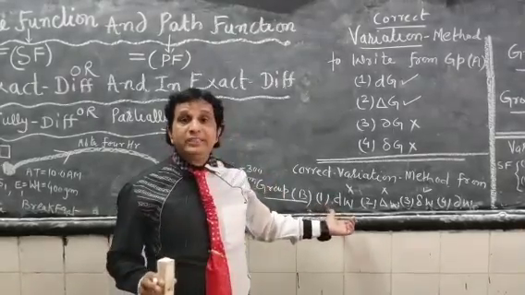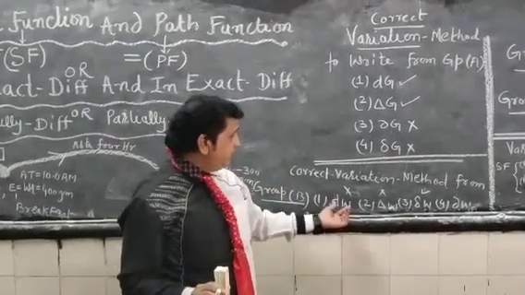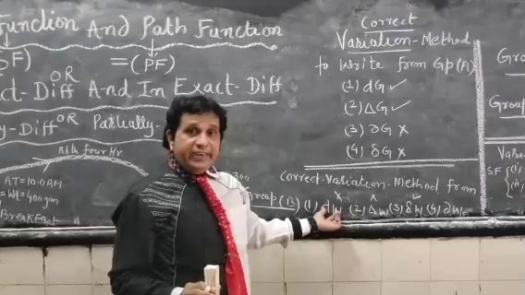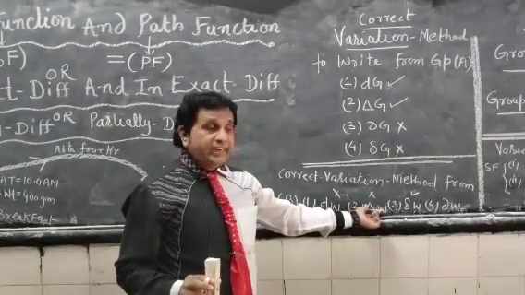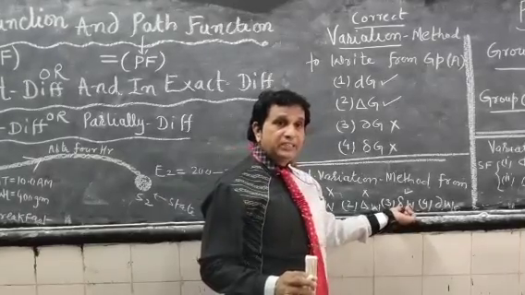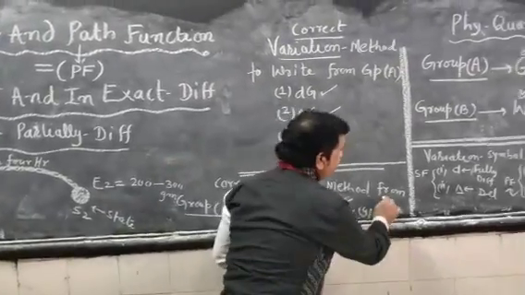But I would like to advise you that for the correct answer, dW is incorrect in regard to work, del W is incorrect, and delta W, partial delta W would be the correct one.